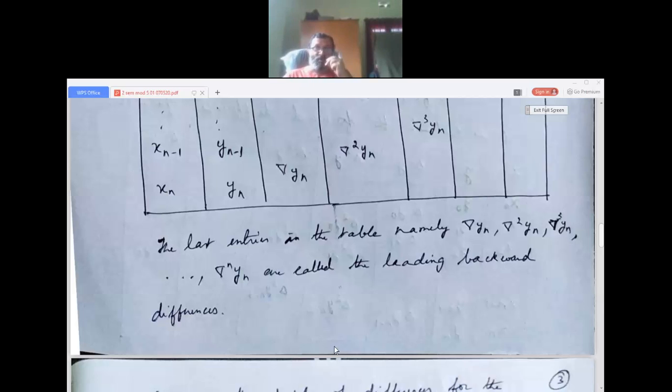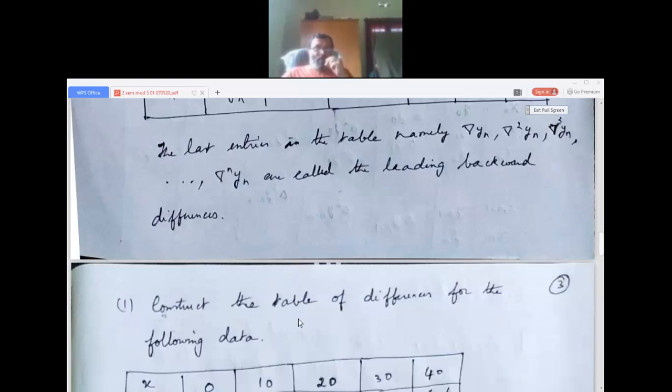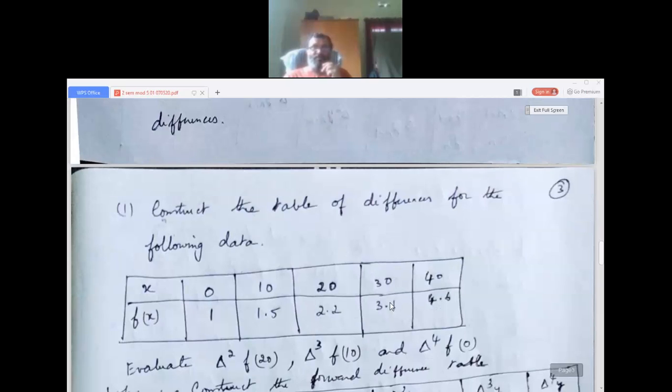Okay, leading backward differences. Now the first problem is: construct the table of differences for the following data. This is a problem. See, for the first problem I am just explaining how it is done.